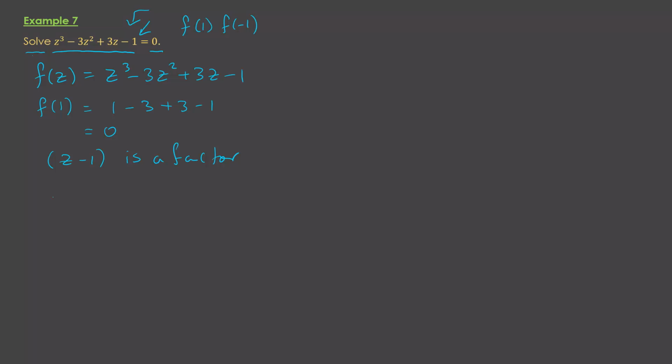So, z cubed minus 3z squared plus 3z take away 1 is equal to z minus 1 multiplied by a quadratic factor. With the z cubed at this end, it must start with z squared. With the negative 1 at this end, it must end in a plus 1. And we don't know what's in the middle, so we'll write plus az.